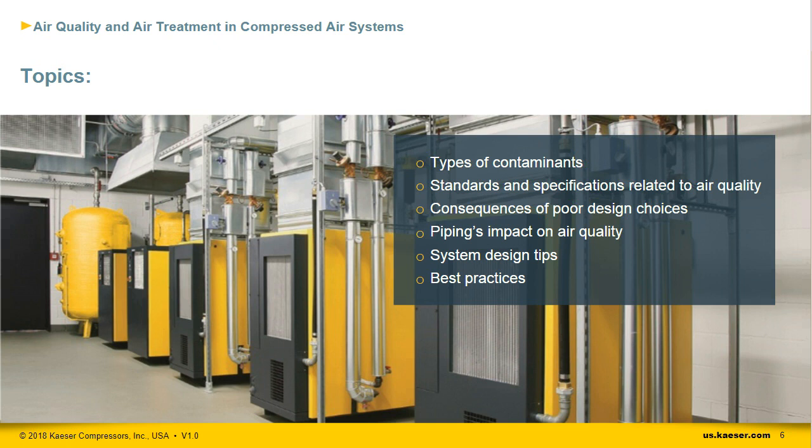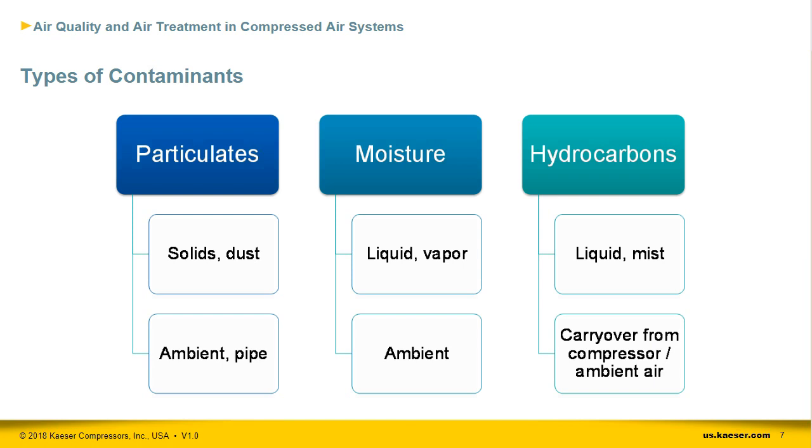When we talk about air quality, we're aiming to reduce three categories of contaminants down to tolerable levels for the particular application. These categories are particulates, dirt, dust, et cetera, moisture, and oil. And oil is sort of the general term, but that could include any other kind of hydrocarbon. So it could be the compressor fluid, or it could be something that's in the air in the plant environment.